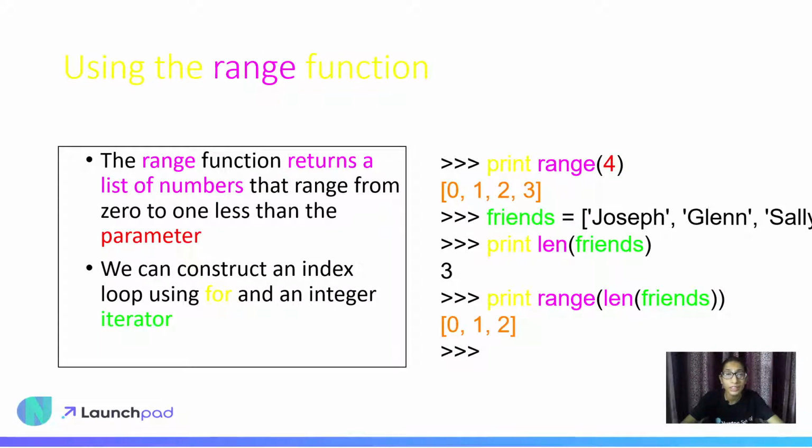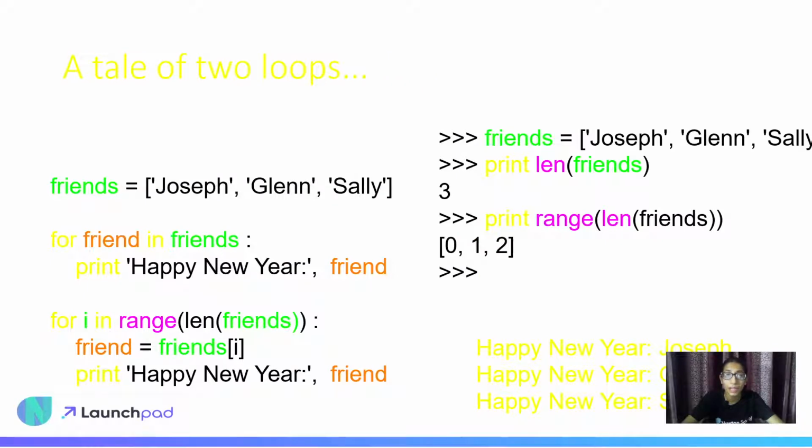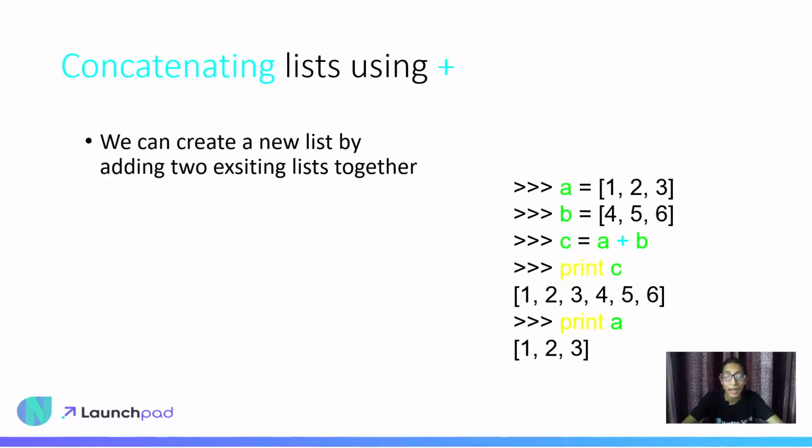So what if we are changing the range function? If we are changing the range and configuring it with some parameter, the range function returns a list of numbers ranging from 0 to one less than the parameter. We can construct an index loop using for and integer iterators. Okay, we can use looping, we can use the while function also, and we can use the constant functions also.